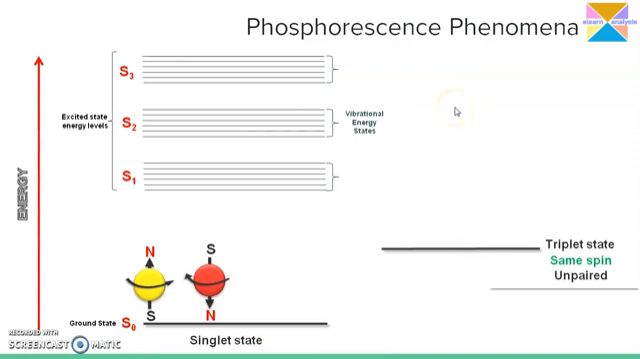Coming to the phosphorescence phenomena, which is somewhat similar to fluorescence, we also call it a delayed fluorescence phenomena. Again, we have the electrons in the ground state. We excite these electrons with UV visible radiations. Maybe one or two of these electrons take up the energy and they go to the excited state.